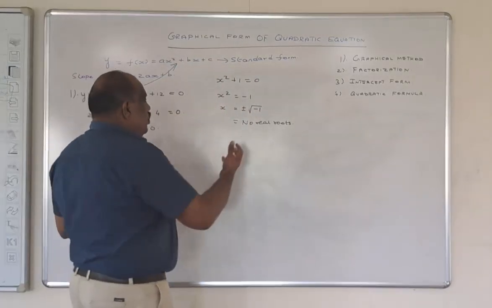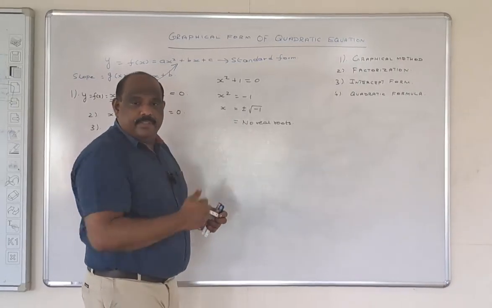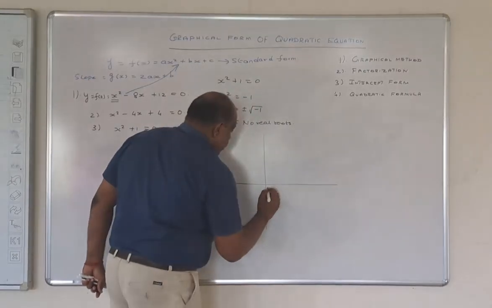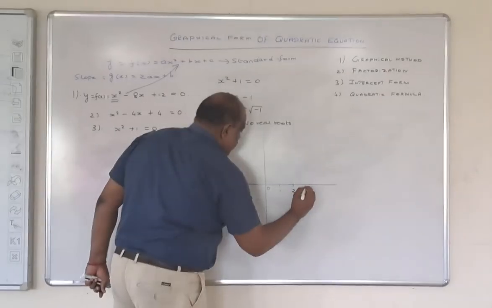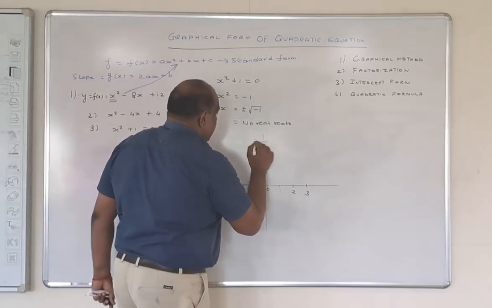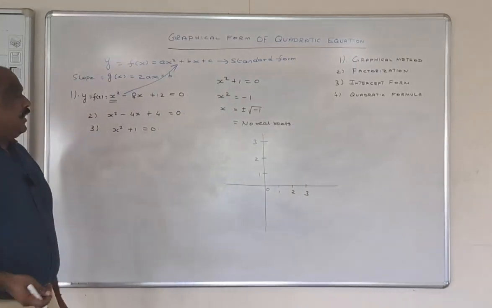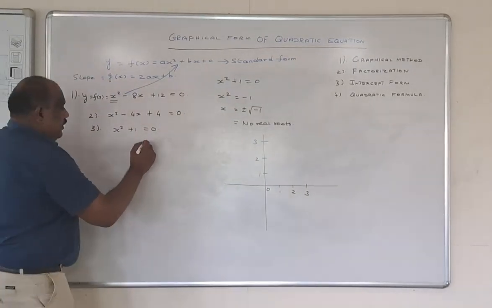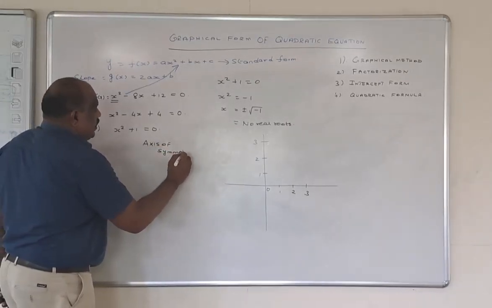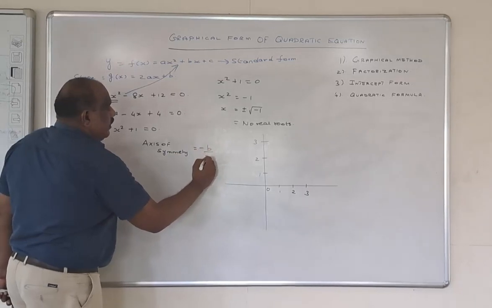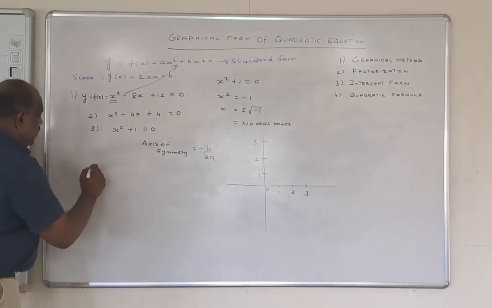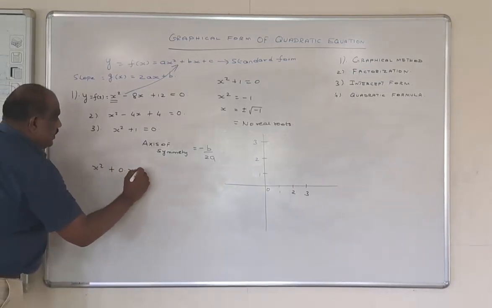Okay. Now how to establish this fact through the graph? Let us try to make use of the axis of symmetry. Let us explore the concept of axis of symmetry. What is the formula? Minus b by 2a. What is b in this equation? 0. Why? Because there is no term corresponding to x. It is x squared plus 0 into x plus 1 equal to 0.